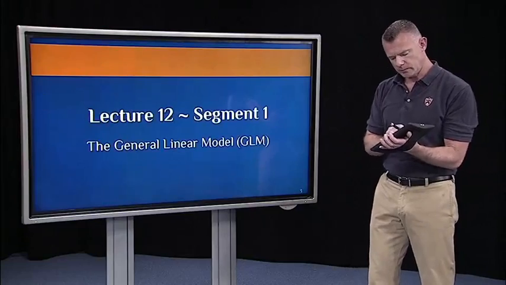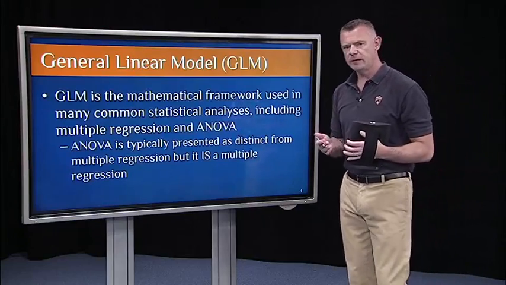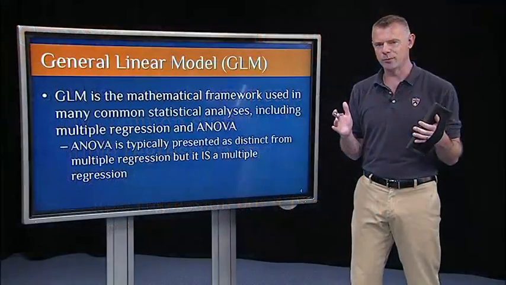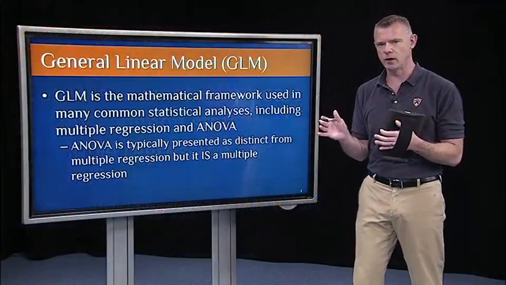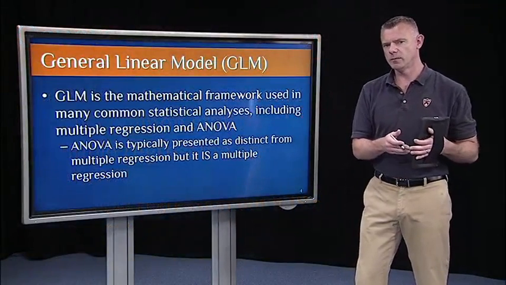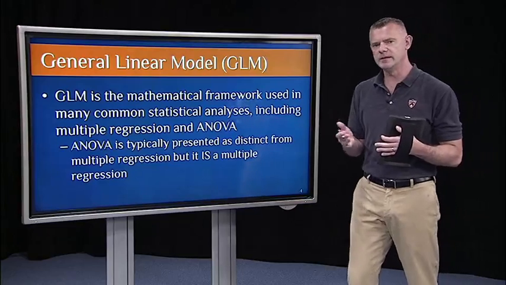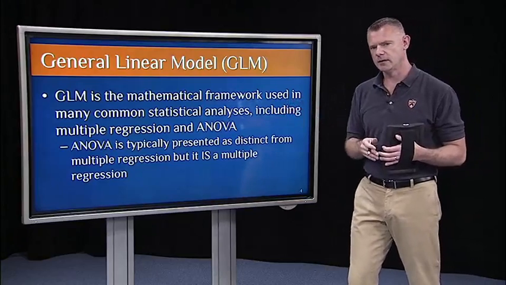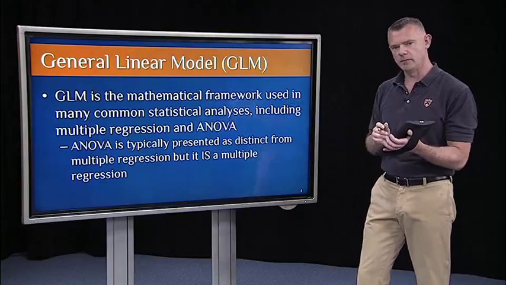So in this first segment, let's talk about the GLM. As I said, it's a mathematical framework that underlies multiple regression, but also analysis of variance, which is a topic that we'll get to after multiple regression. A lot of people think of those two topics as separate. So multiple regression is often taught in one course, and then ANOVA is taught in another course, but analysis of variance, or ANOVA, is just a special case of multiple regression. And you'll see why that's the case here when I talk about the GLM.